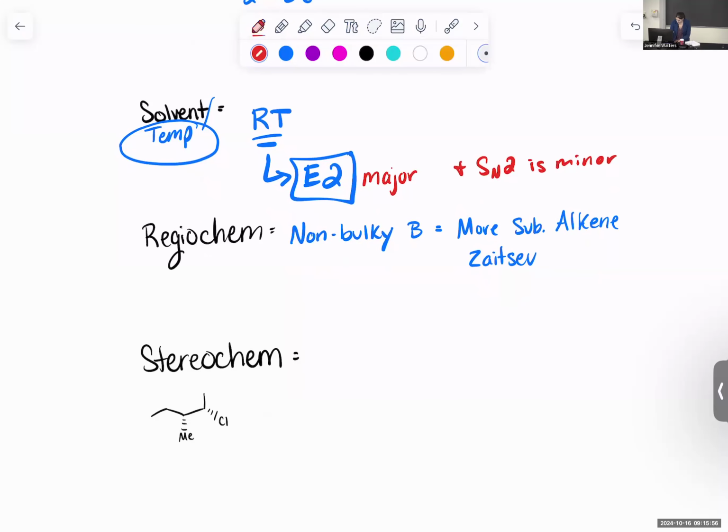For our SN2 reaction, for our minor product, what would be the regiochemistry? Where do you attack when you do the SN2? Yeah, the backside. You're going to attack that alpha carbon.